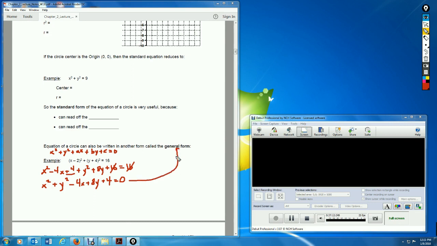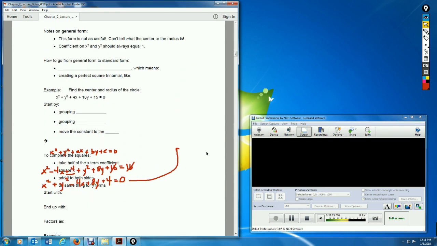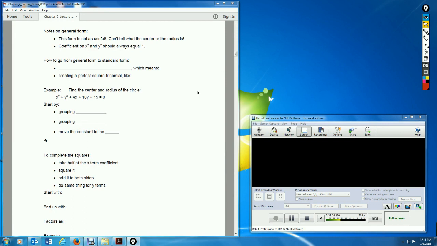Okay. So that is the general form. It's equivalent to the standard form. And just a couple notes, it's not really as useful. By looking at that general form, we can't tell what the center or the radius is. Also, note that your coefficient on your x squared and y squared term should always equal 1. If it is equal to something other than 1, then you need to just divide it out of the entire equation.